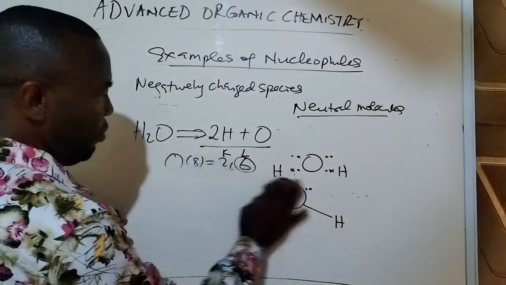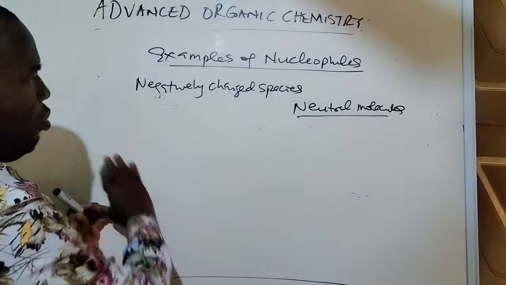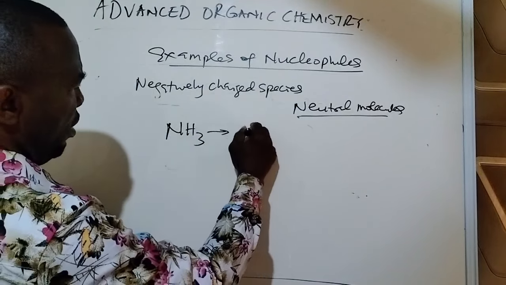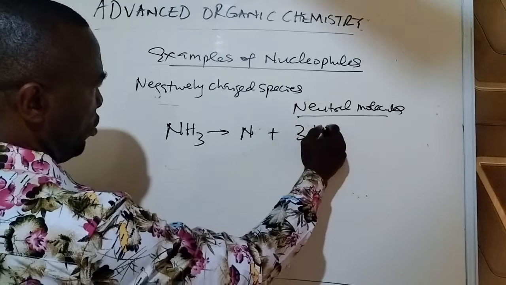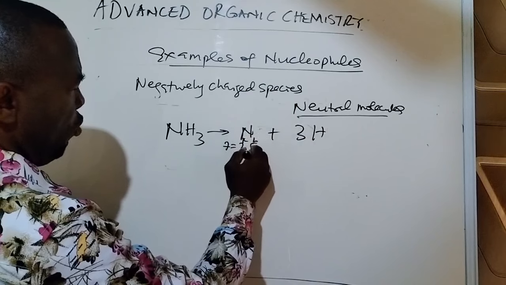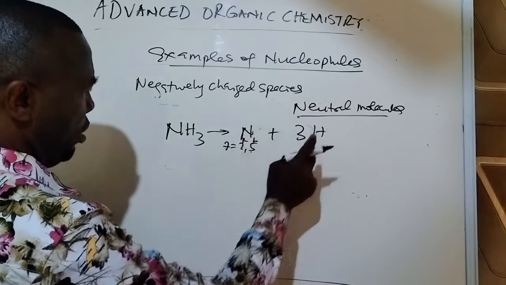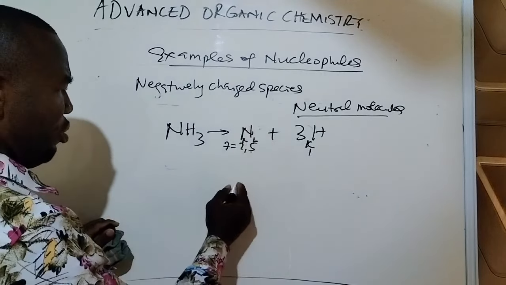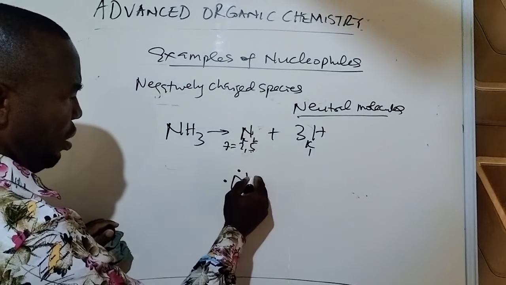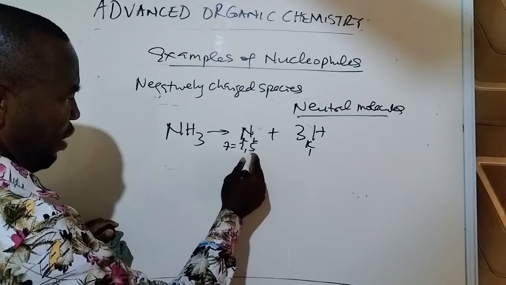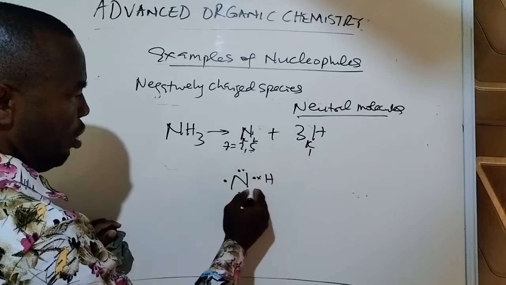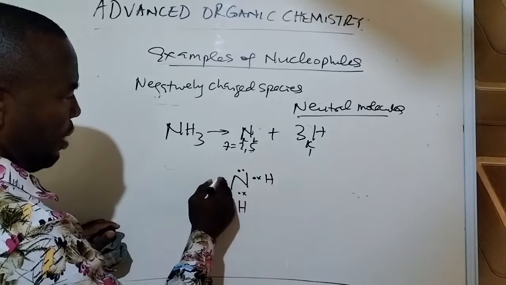If I look at the ammonia structure, why is ammonia a nucleophile? Look at ammonia, NH3. It has 1 nitrogen atom bonded to 3 hydrogen atoms. The atomic number of nitrogen is 7, that is 2, 5: 2 in the K shell, 5 in the L shell. Hydrogen is 1. Nitrogen being the central atom has 5 valence electrons. Then for the Lewis structure, 1 electron from each of the three hydrogens.